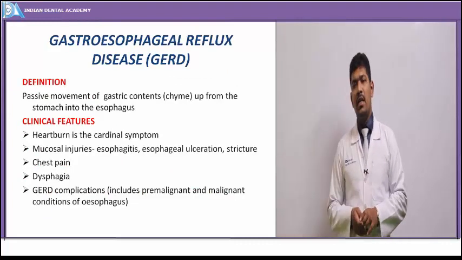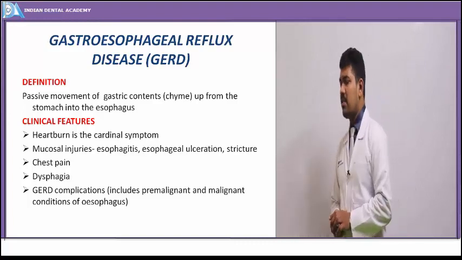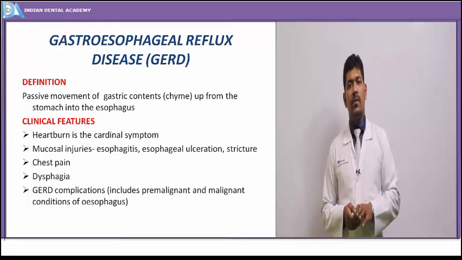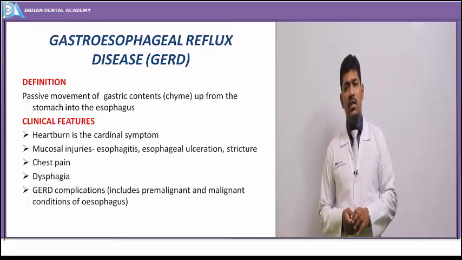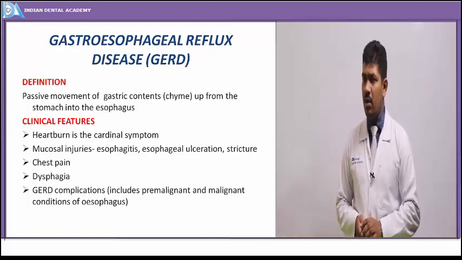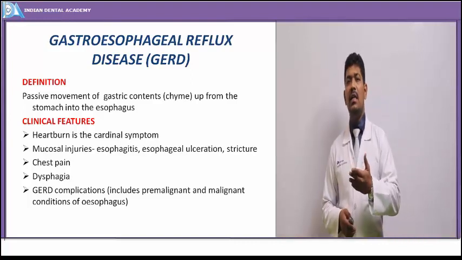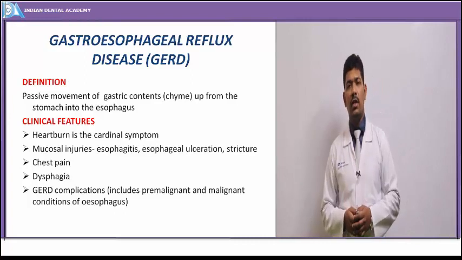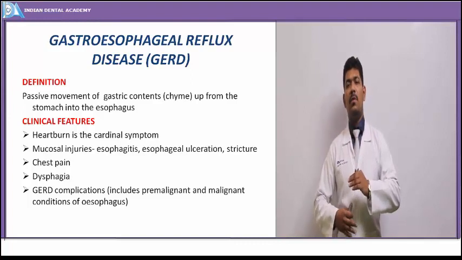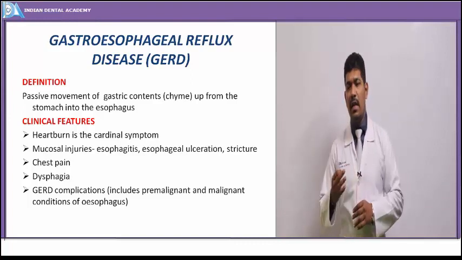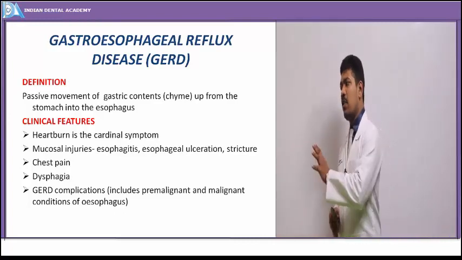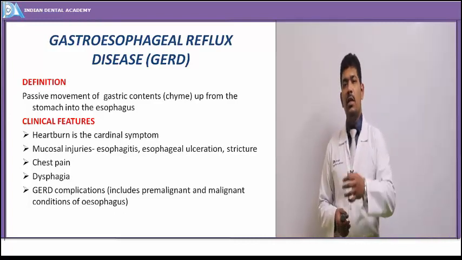The first being the gastroesophageal reflux disease, also called GERD. Now this is the most common of all the GIT disturbances, and found in almost 90% of the general population. Now what is this? This is basically a reverse progression of the food or the chyme, which has to go from up to down, but here the food comes from down to up. That means to say it is a passive movement of all the gastric contents, also called the chyme, from the stomach into the esophagus.